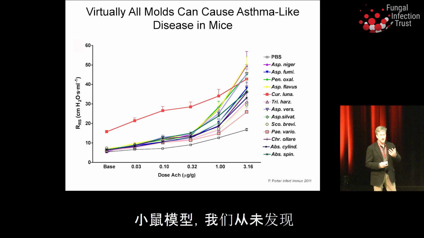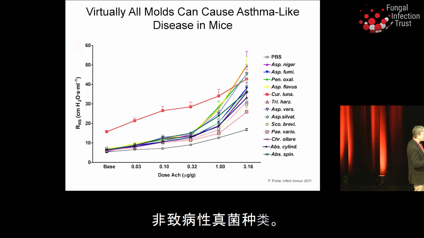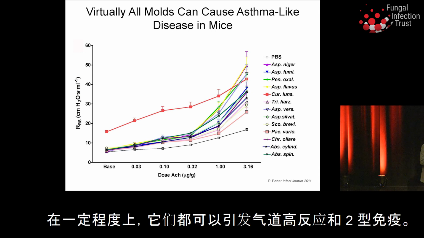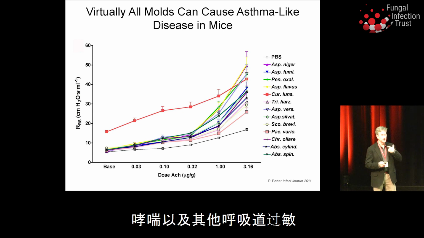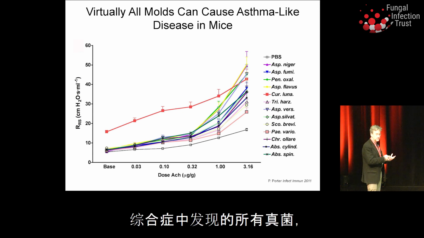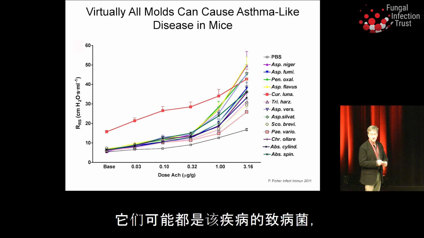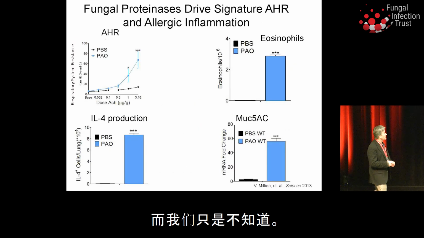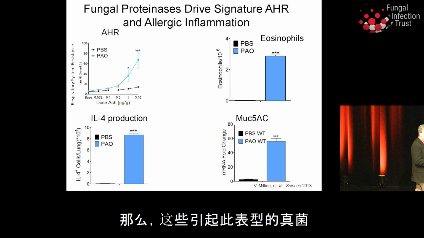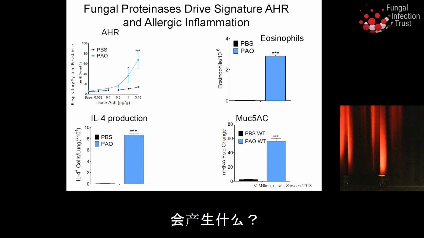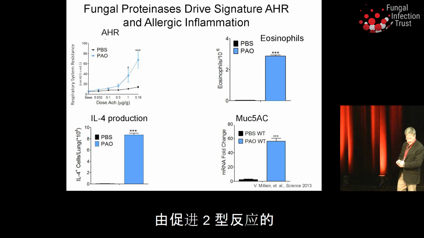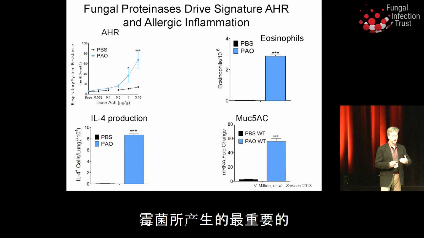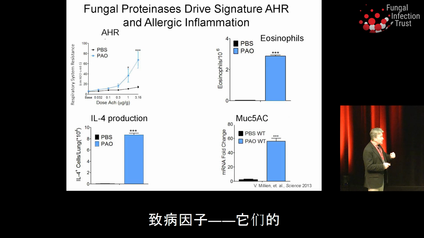So looking at the mouse model, we have never found a non-pathogenic fungal species. They all can induce airway hyperactivity and type 2 immunity to some extent. So again, maybe all the fungi that are in the human airway in asthma and other respiratory tract allergic syndromes, they're maybe all contributing to that disease. We just don't know. So in terms of, though, what is coming out of these fungi that induce this phenotype? Well, we've known this for about 20 years now, and that is the protease, probably the most important virulence factor that comes out of molds that drives that type 2 response are their secreted proteases.